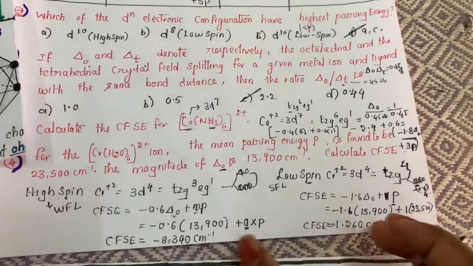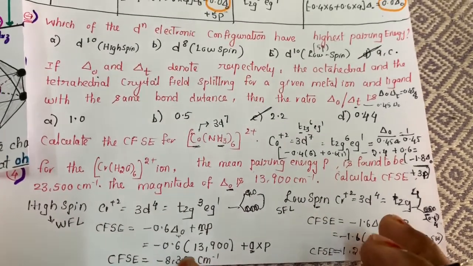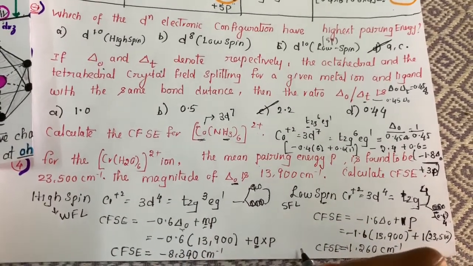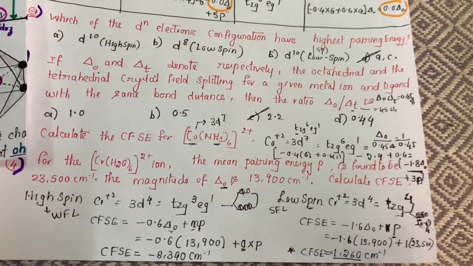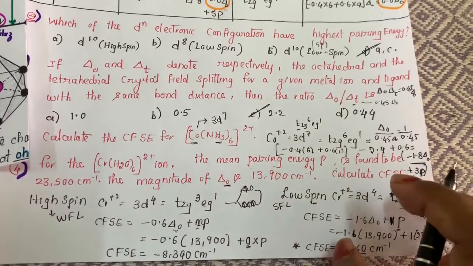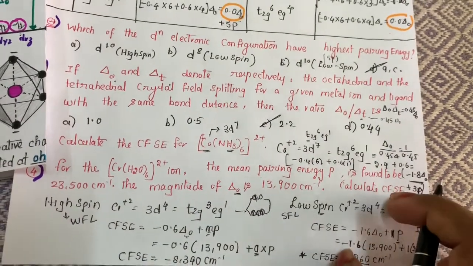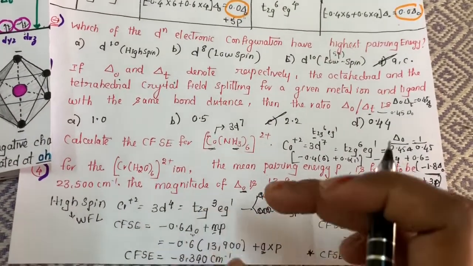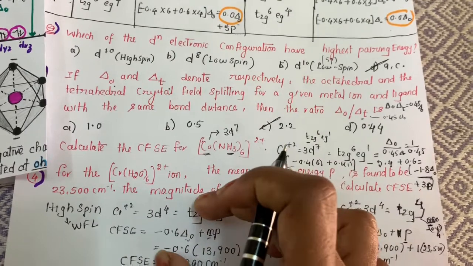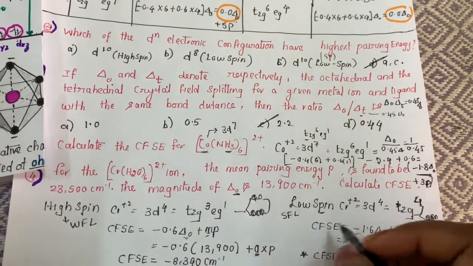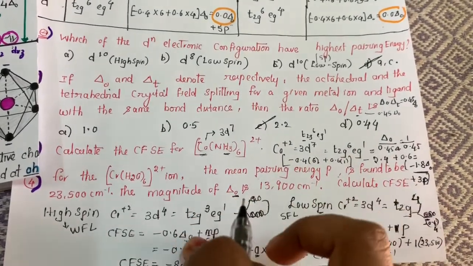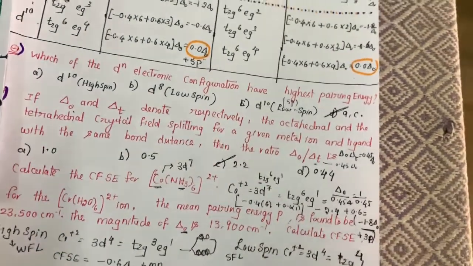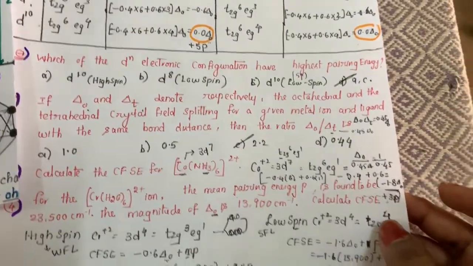If you observe both cases, which one has the higher CFSE value? This one, right? This is positive 1,260. That is the reason the low spin chromium complex is more stable compared to the high spin chromium complex. So these strong field ligand chromium complexes are more stable compared to the high spin complexes. In this way the questions used to come.